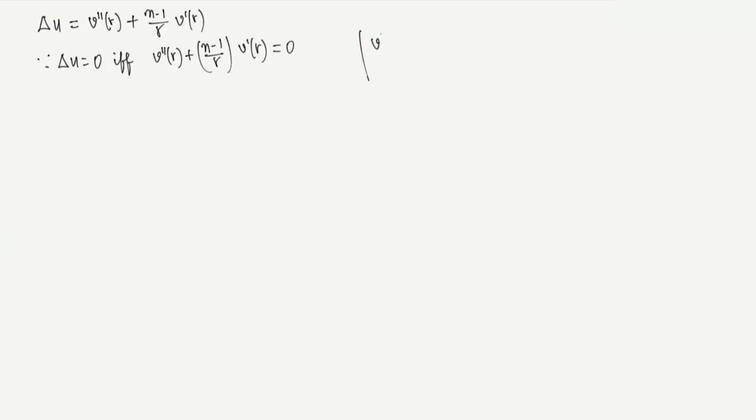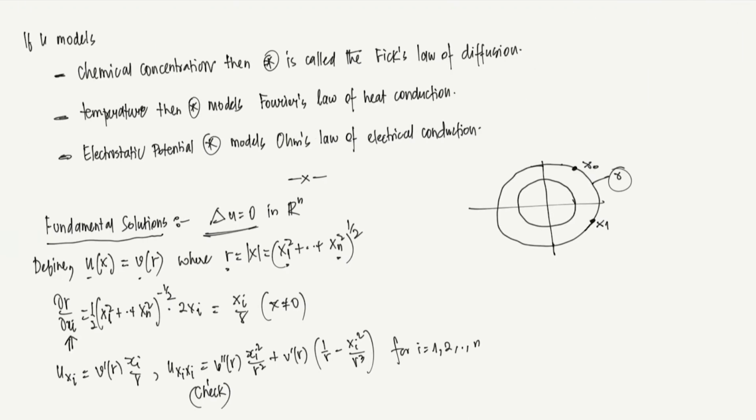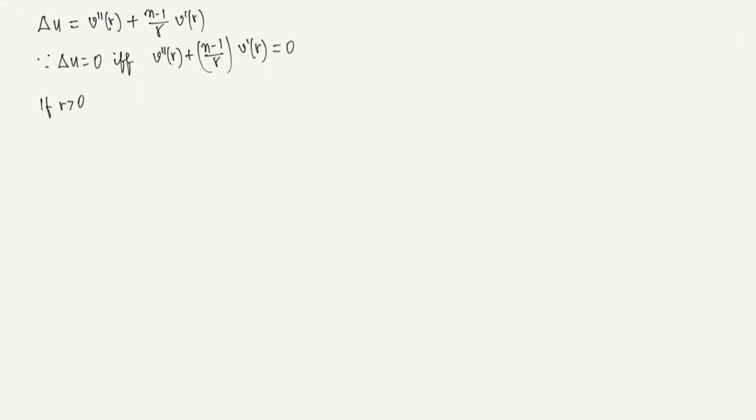Now if we choose v prime of r to be some function phi of r, then this equation becomes phi prime plus (n minus 1) by r, which is basically a constant, times phi equals 0. So that's a first order ODE, which we know how to solve. I'm just writing down the solution. If you use the usual way of solving it, if r is positive, because we have assumed x is not 0, so if x is not 0, r is definitely positive. Then what do we have?